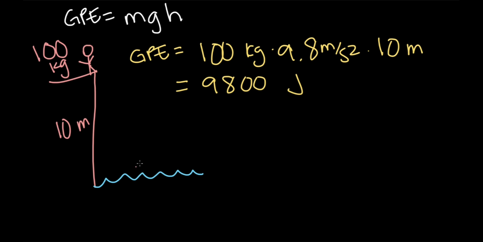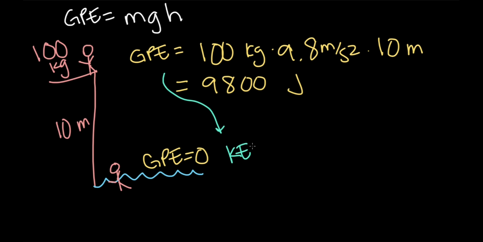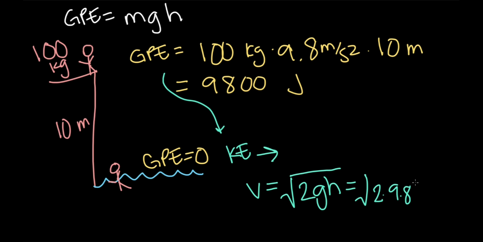And again, we know that entering the water, he will have a gravitational potential energy of 0, and all of his previous gravitational potential energy will have been converted into kinetic energy. Because we already solved for the velocity equation, which, if you'll remember, was the square root of 2gh, we can again solve for his velocity entering the water, and we'll find 14 meters per second.